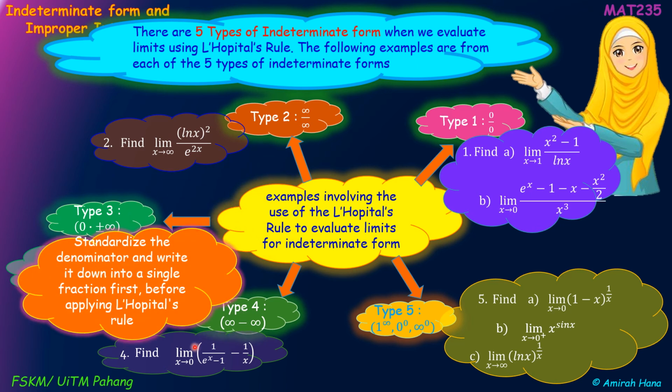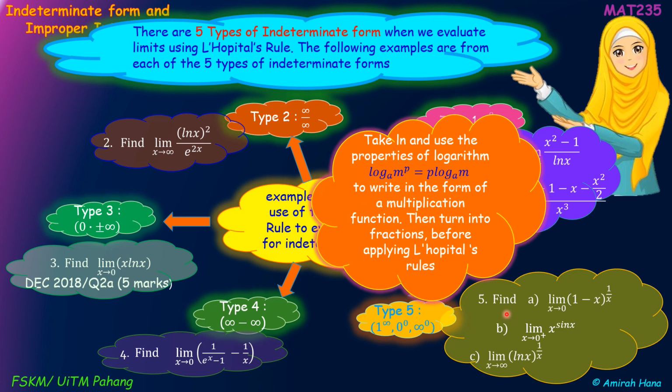For example 4, from this example, we need to find a common denominator and write it down as a single fraction first. Now we have two fractions here, so we need to write them into a single fraction before applying L'Hopital's rule, because from type 1 and type 2, we have a single fraction.